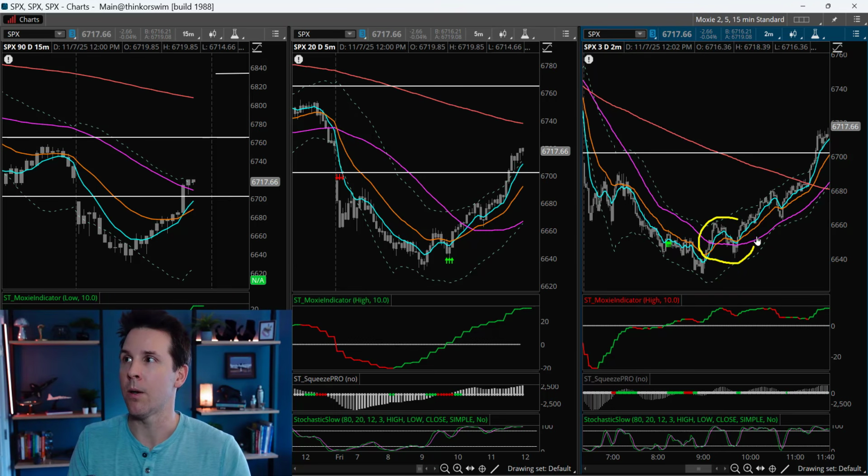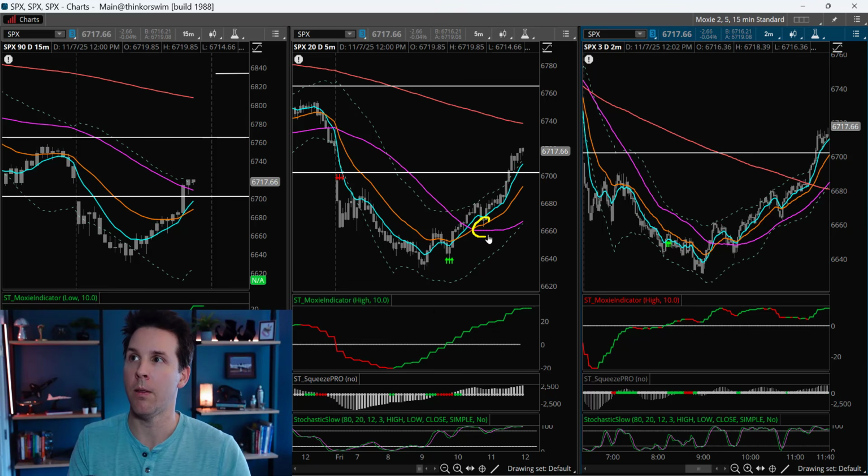And what you can see here is you had price over the 50 SMA on the 2-minute, and the Moxie indicator was above 0. Great. Now you've got a move. And you can see that here, here's your Moxie price trigger, but it didn't get until here that price actually got over the 5-minute 50. And so that's when that move started.